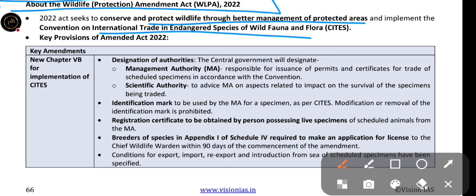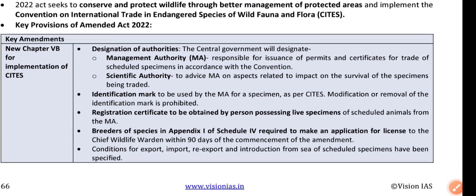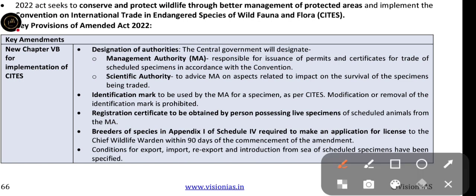So here you should know that this act was amended because this came under the international body, that is CITES, which is the Convention on International Trade in Endangered Species of Wild Fauna and Flora. So some other protected animals as well as plants, and schedules were reduced through this amendment act.